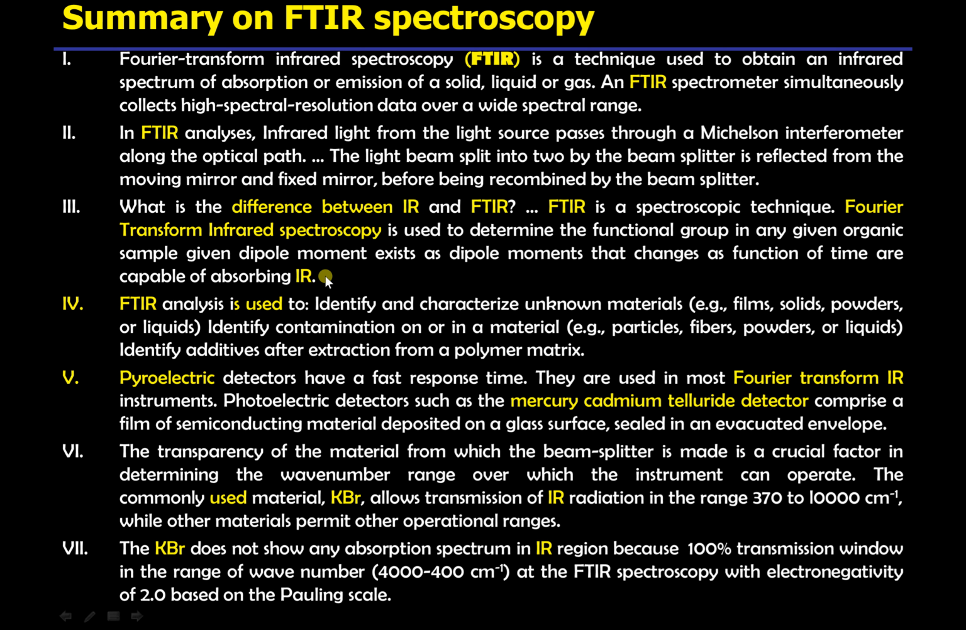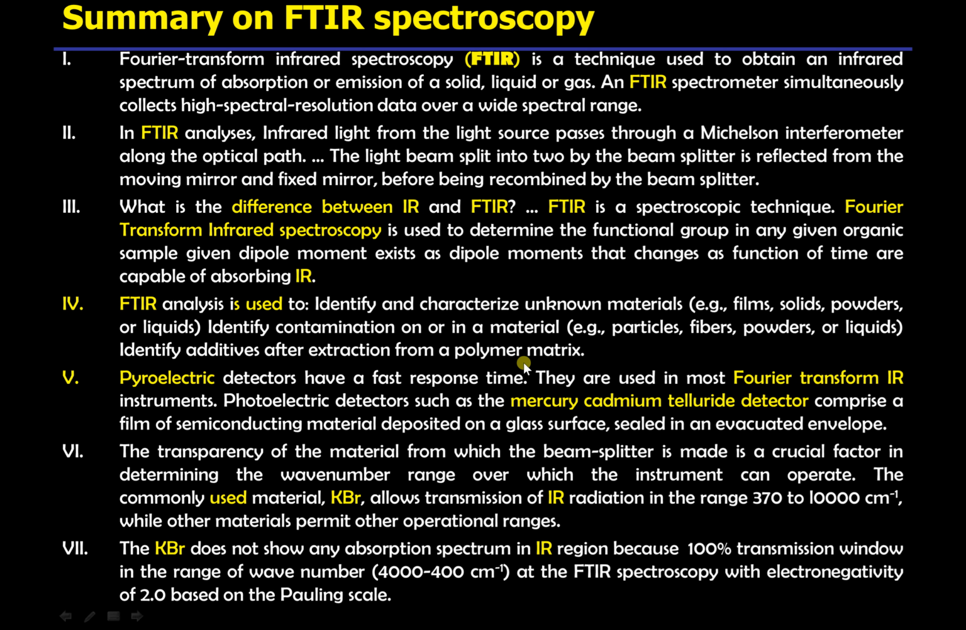FTIR analysis is used to identify and characterize unknown materials like films, solids, powders or liquids, identify contamination in a material, for example particles, fibers, powders or liquids, and identify additives after extraction from a polymer matrix.